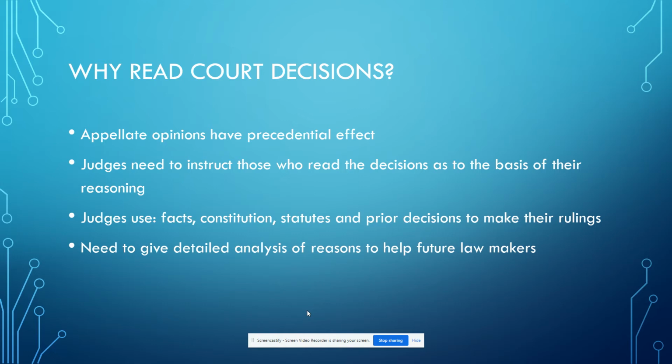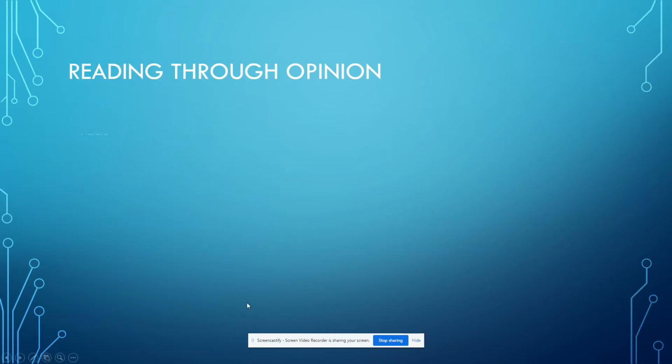Okay, why do we read court decisions? Because appellate opinions have precedential effect. Judges need to instruct those who are reading decisions as the basis of the reasoning because we need to know when the law will apply in the future. Okay, they use things like facts, constitution, statutes, prior decisions to make their ruling. And they give detailed analysis of the reasons to help future courts and future people on their behaviors.